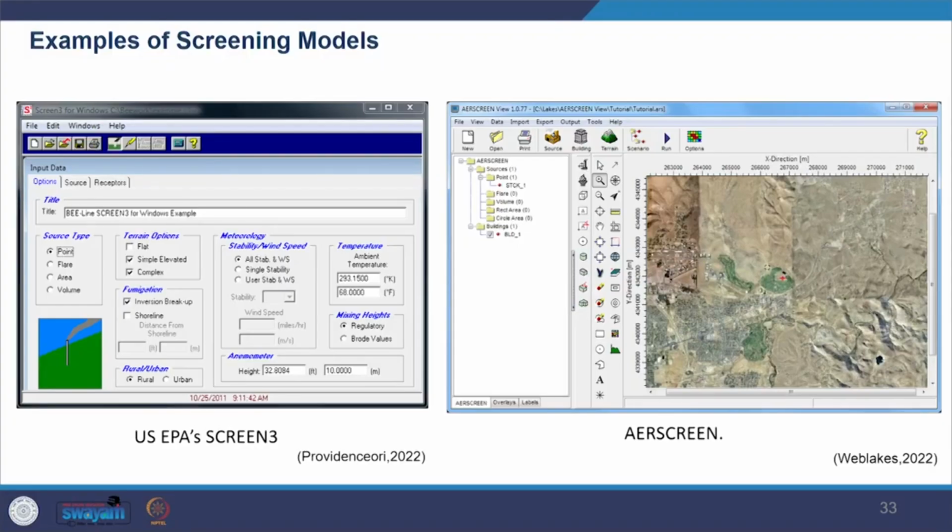If you see in the screening model that emissions from a proposed development are producing air pollution concentrations that are minimal, considerably below the standards, then you may not go for further detailed or more accurate investigation, and therefore you would not really require complex models. There are screening models available, like the US EPA's Screen3 and AERSCREEN. These are examples of screening models.